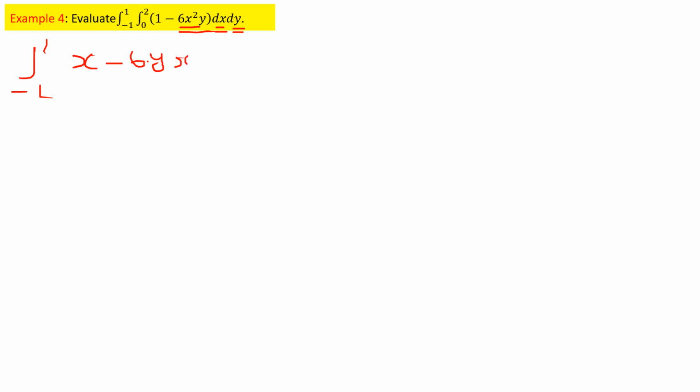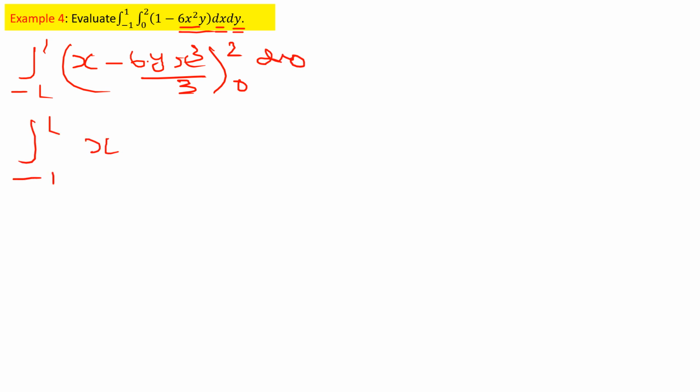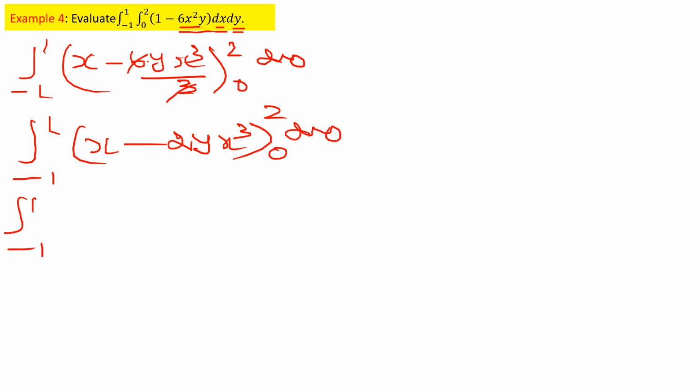Integration of x power 2 will give you x power 3 by 3 between the limits 0 to 2, dy. So this is minus 1 to 1, x minus 3 and 6 cancel, will give you 2y x power 3 between 0 to 2 and dy. So let me substitute the limits. In place of x we substitute 2, so this will give you 2 minus, here we have x power 3, so 2 power 3 is 8, 8 times 2 is 16, so we will get 16y dy.